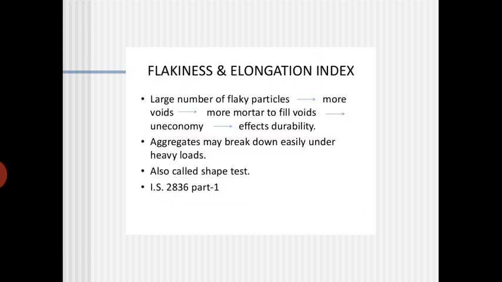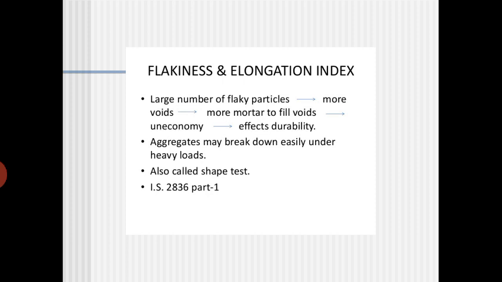Then flakiness and elongation index. Flakiness always tells about the shape, what kind of shape it is, and elongation always tells about the length, how much length it has. So normally we will use different types of gauges here. With those gauges we are going to determine how much elongation and how much flakiness is there.